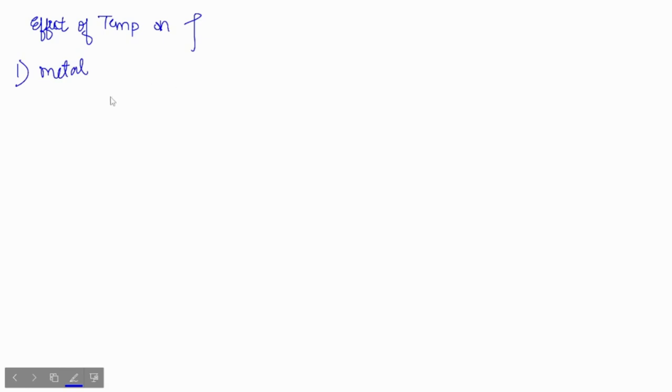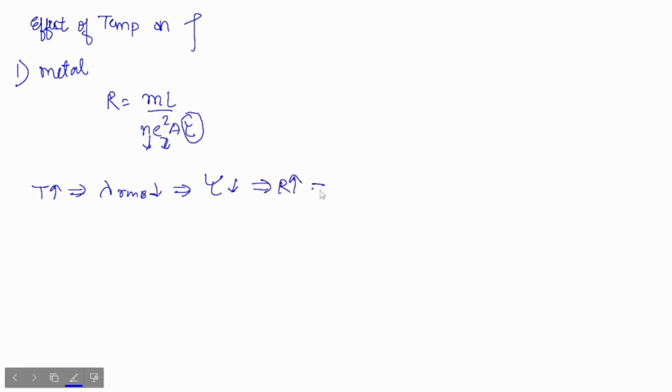You know that R is equal to ml by n e square A tau. For a given metal, n is constant and e is constant. Now, when temperature increases, lambda RMS will decrease, so tau is going to decrease. Mean free path will decrease, and obviously relaxation time will also decrease. If this decreases, then R will increase, and if R increases, then rho will also increase, keeping the dimensions L and A constant. So on increasing temperature, resistivity and resistance both increase for metals.